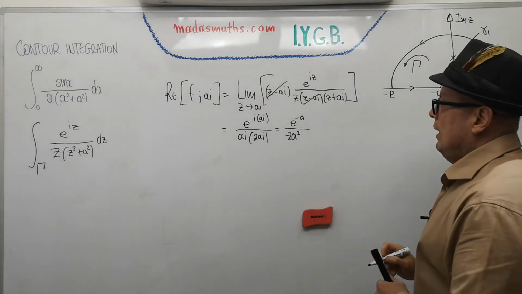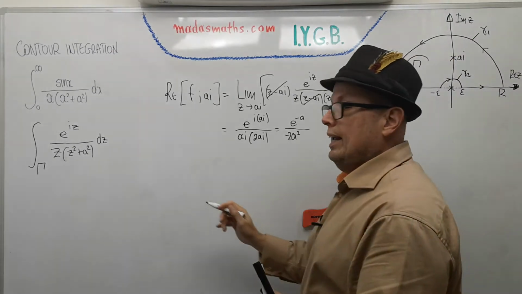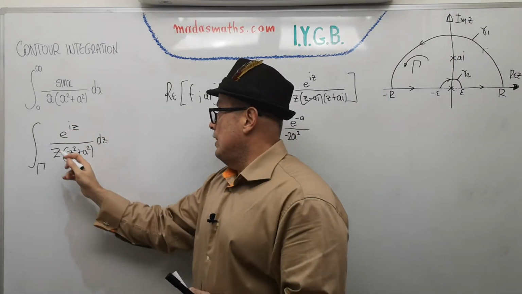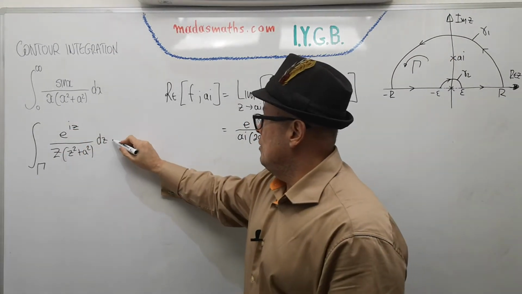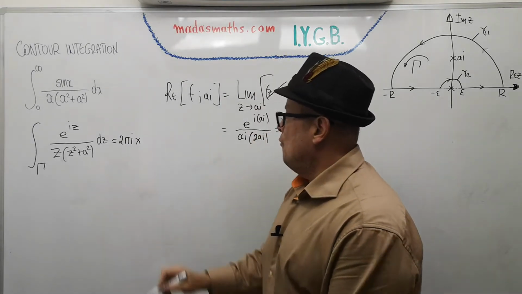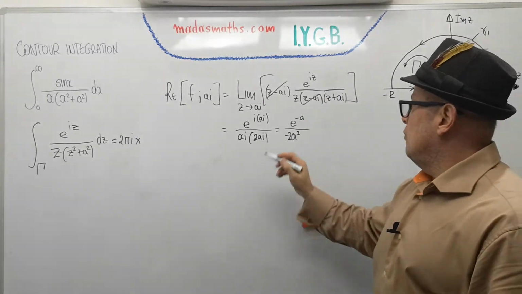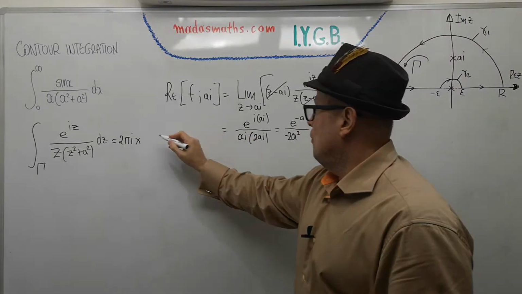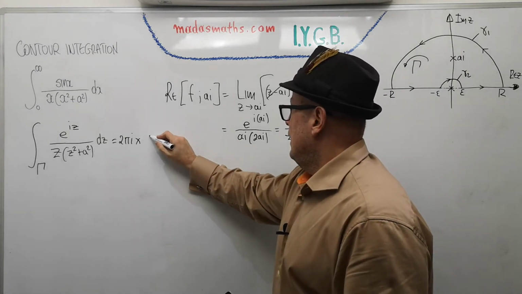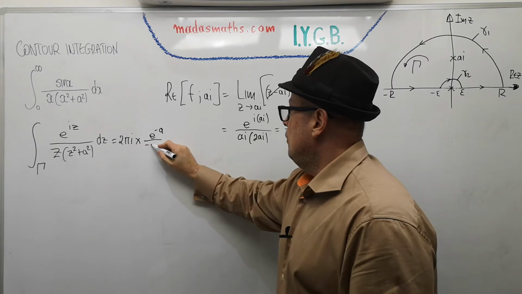Okay, so let's say now by the residue theorem quite clearly the integral of this complex function around gamma is going to be, of course, 2 pi i times the sum of the residues of f of z inside gamma, which is only just this one. So 2 pi i times this, so it's going to be times e to the minus a over minus 2a squared.